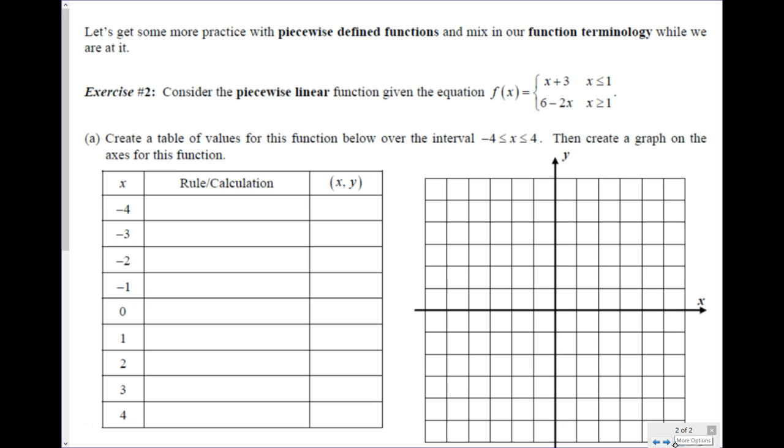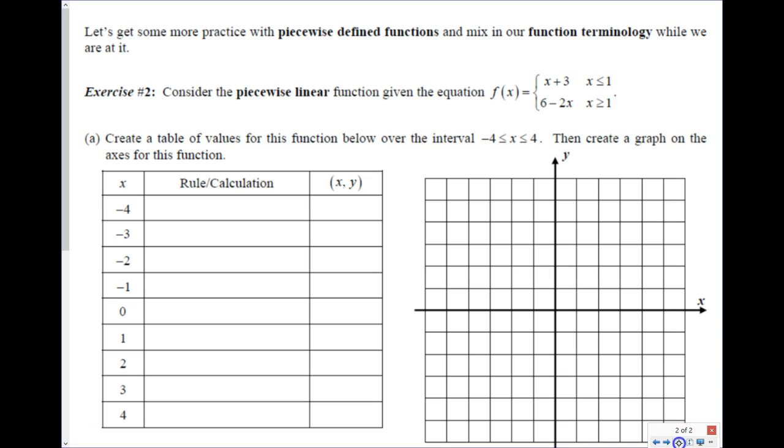So we're going to work in this exercise another piecewise function, which we talked about in the last lesson. So remember, piecewise defined functions have two definitions, two equations, based on what x is. So consider the piecewise linear function given by the equation f of x equals x plus 3 if x is less than 1, and 6 minus 2x if x is greater than 1.